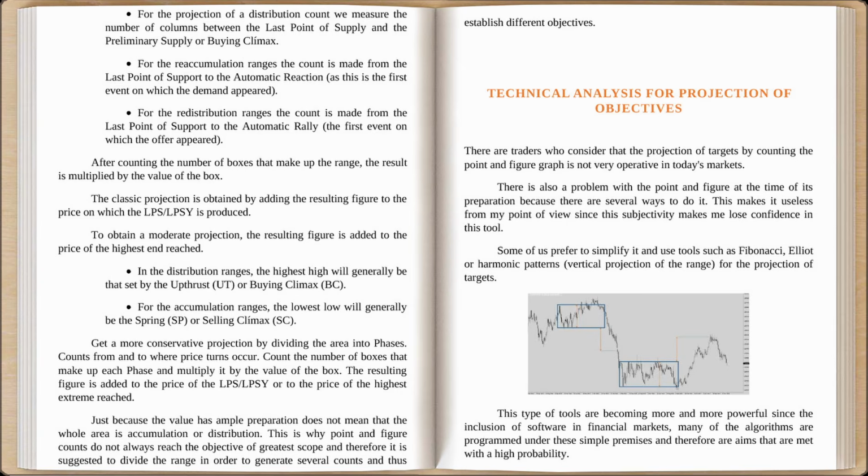Get a more conservative projection by dividing the area into phases, counts from and to where price turns occur. Count the number of boxes that make up each phase and multiply it by the value of the box. The resulting figure is added to the price of the LPS/LSI, or to the price of the highest extreme reached. Just because the value has ample preparation does not mean that the whole area is accumulation or distribution. This is why point and figure counts do not always reach the objective of greatest scope, and therefore it is suggested to divide the range in order to generate several counts and thus establish different objectives.